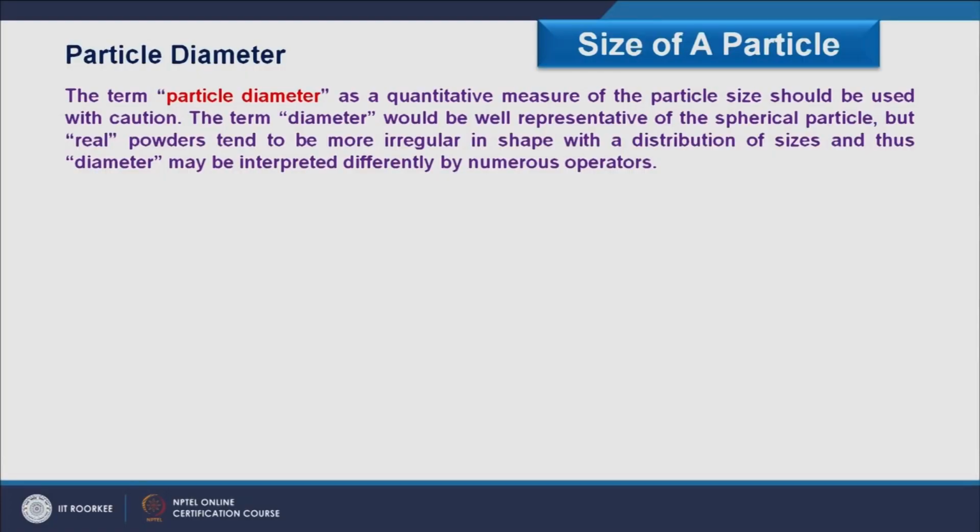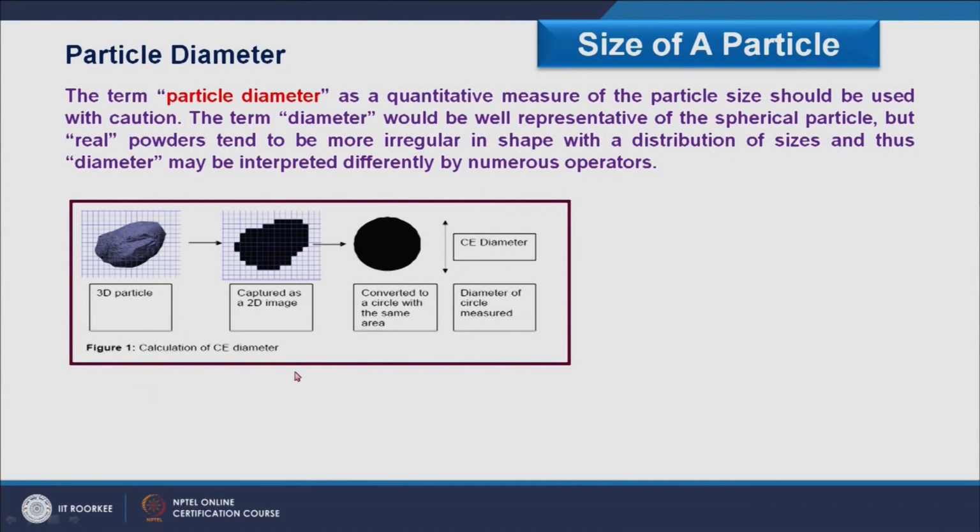So let me define the particle diameter. The term particle diameter as a quantitative measure of particle size should be used with caution. The term diameter is well representative of a spherical particle, but real powders tend to be more irregular in shape with a distribution of sizes, and thus diameter may be interpreted differently by numerous operators. So according to the property we can define the diameter of a particle while equating it to the sphere.